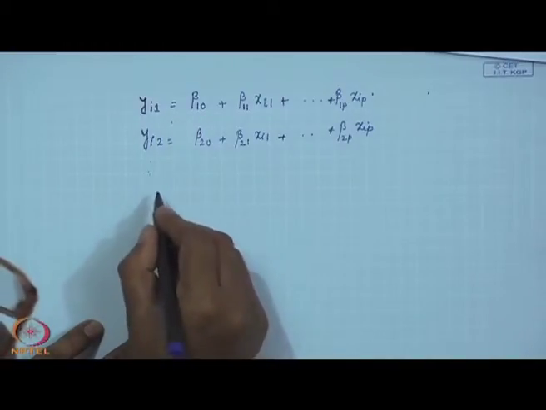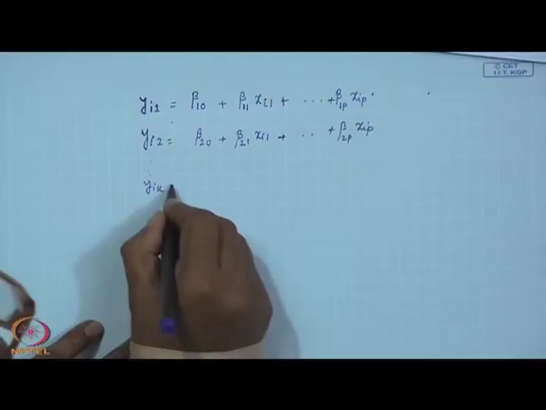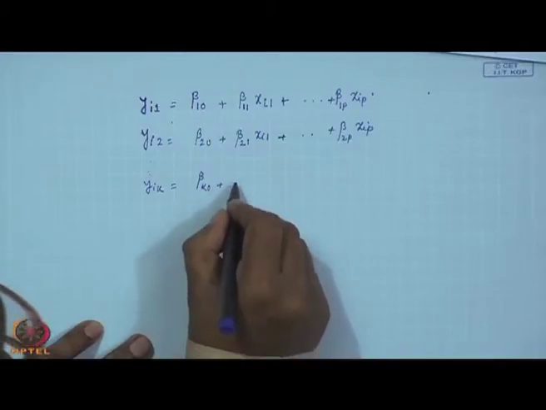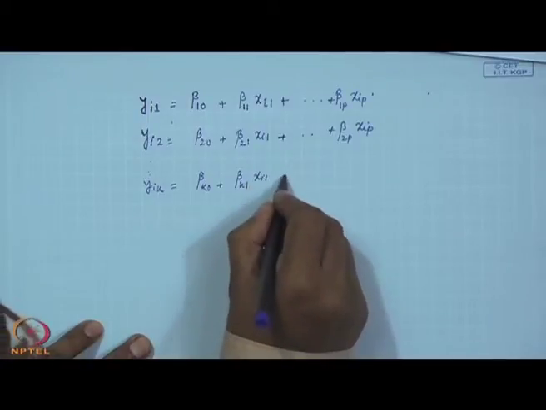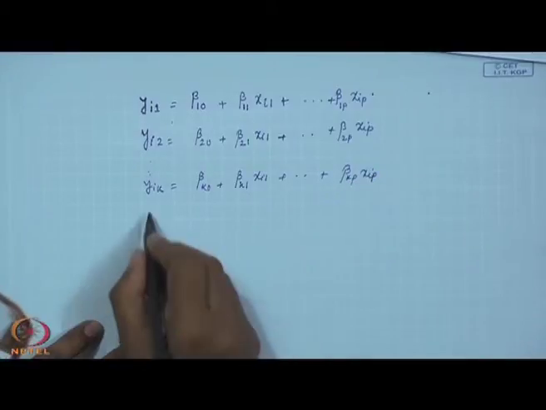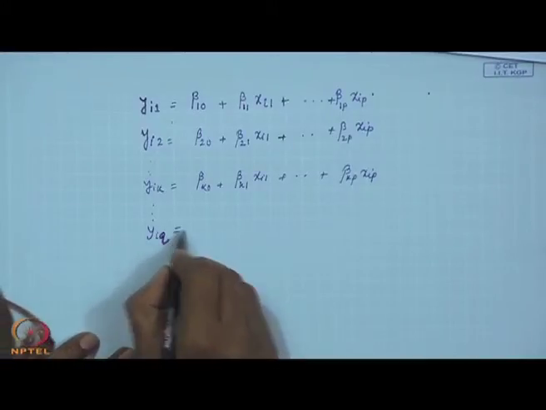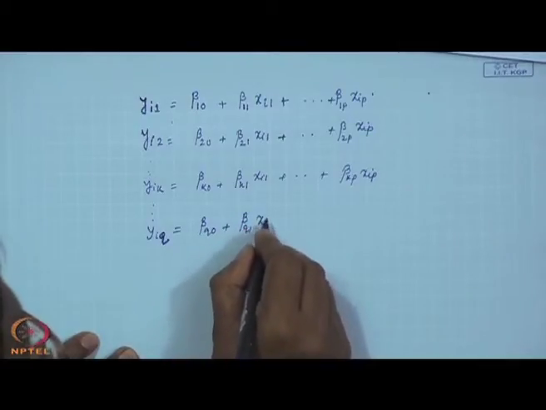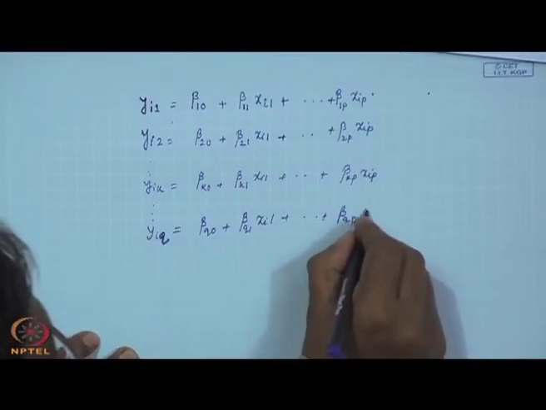In the same manner, if you write the kth variable, y i k equals beta k 0 plus beta k 1 x i1, like this beta k p x i p, then you go to y i q. This will be beta q 0, beta q 1 x i1, like this beta q p x i p.